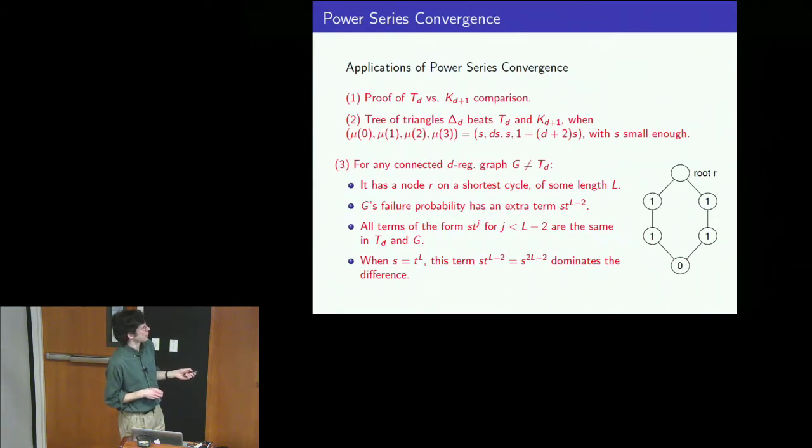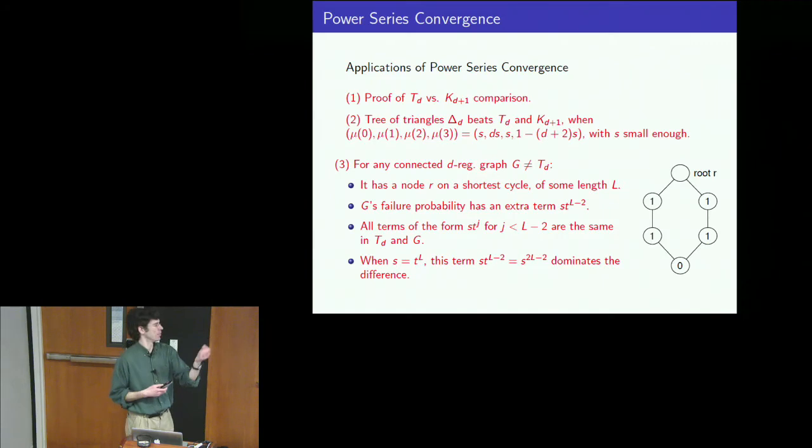Well, because it's not the tree, actually, let's pick a node that lies in some cycle in this graph, right? There's going to be some cycle because it's not the tree. So take the shortest such cycle. It has length L. Now, the failure probability in G has an extra term, which doesn't show up in the tree, which is a single 0 can sort of follow both these paths up to the root and kill it. That can't happen in the tree.